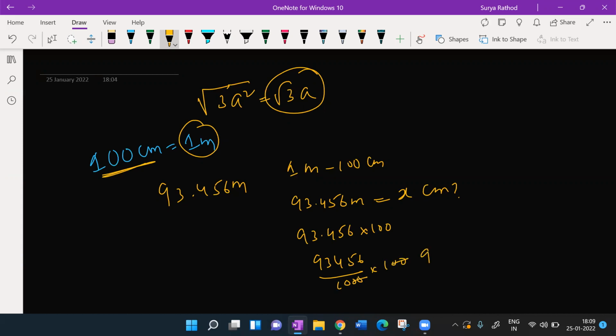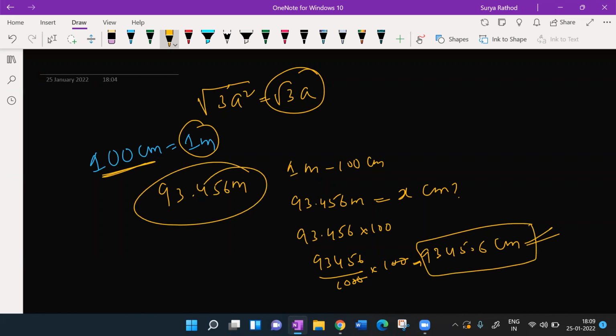0 will get cancelled. So 9345.6 centimeters. Am I correct? Yes, sir. So that is what the difference is. Okay.